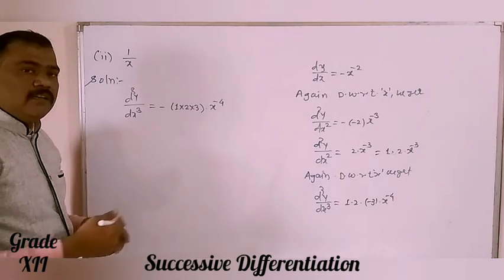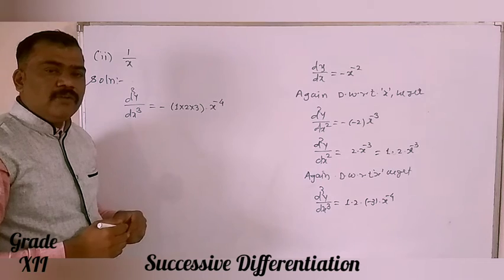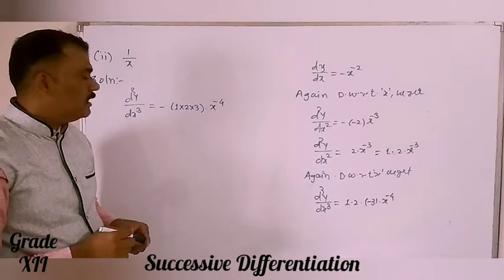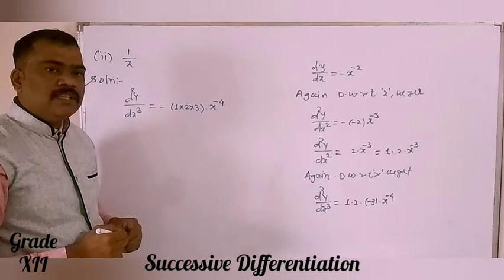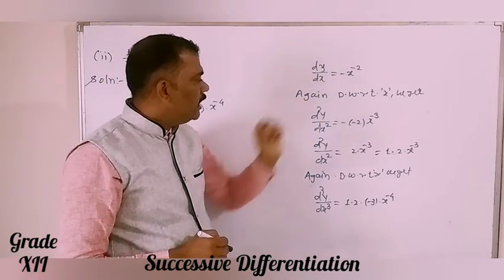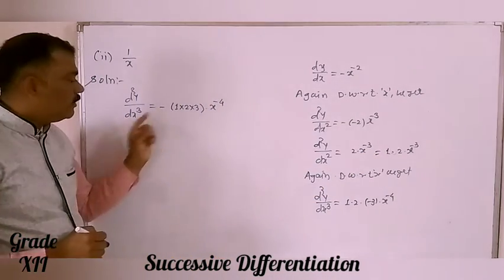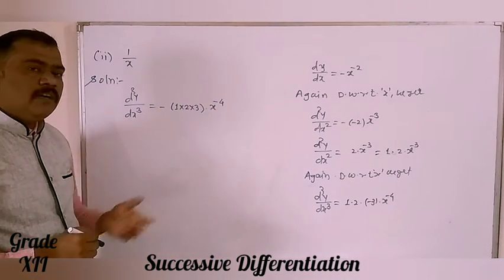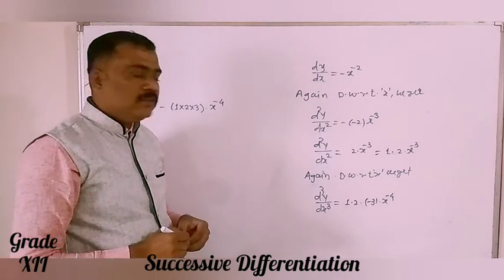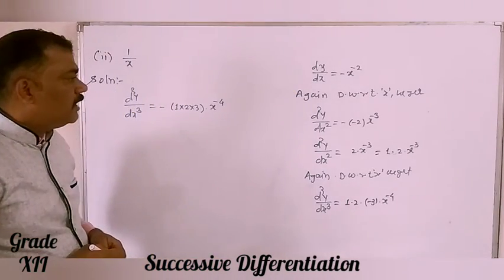Okay, and from that we have to observe the coefficients, the signs, and the angles. Here it is not a trigonometric function, so we cannot observe the angles. From this we have to observe the patterns. What is the pattern? See here, for dy by dx, the first order derivative, the negative sign is there, for the second order derivative the positive sign is there, for the third order derivative the negative sign is there. Means if you take the even order derivative, then the sign will be positive. If you take the odd order derivative, the sign will be negative.